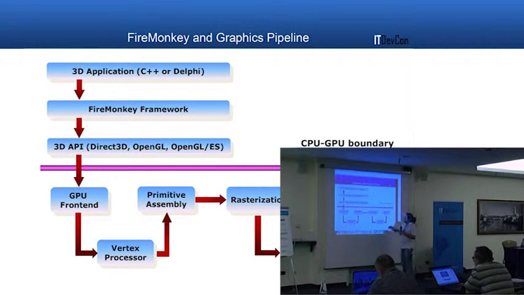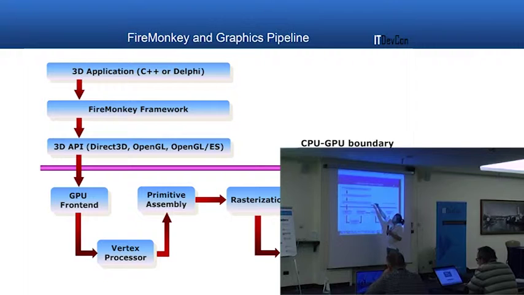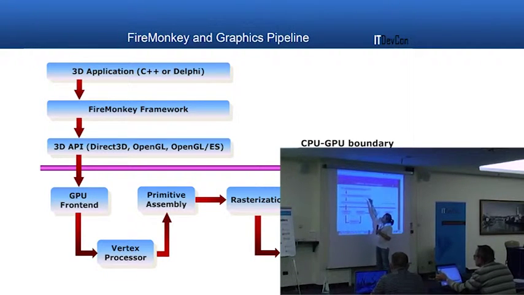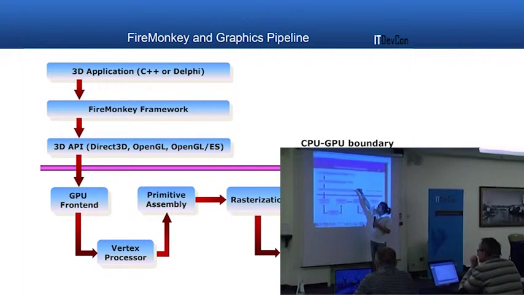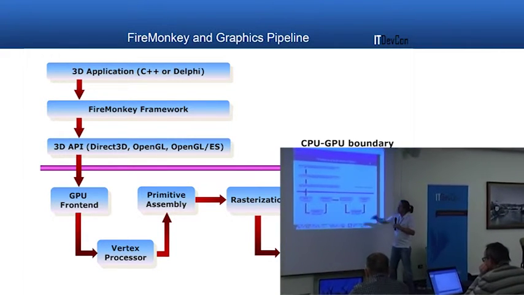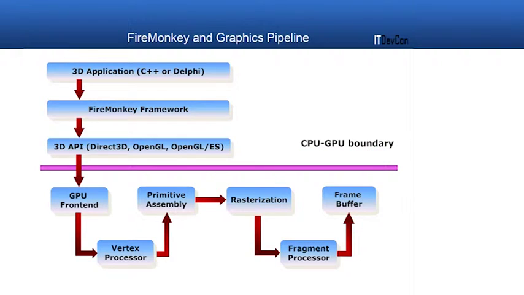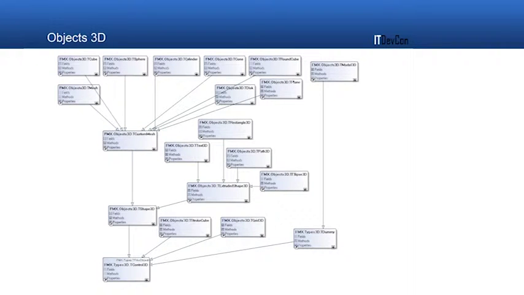FireMonkey sits in between the actual low-level 3D API and your application code. So you don't have to think in terms of these low-level APIs, because FireMonkey provides you with the abstraction. You basically code against FireMonkey, and FireMonkey takes care of the rest. This is the big picture, and in terms of FireMonkey, that's a very big deal, because you don't have to worry about the different low-level stuff.